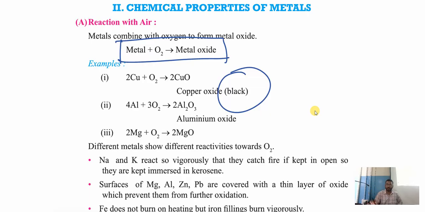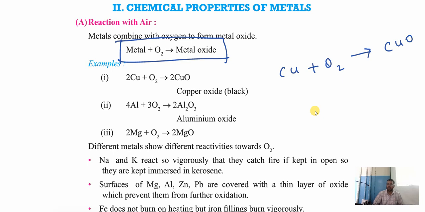Only for such type of questions I am mentioning here the color. So remember this point. Copper, when it reacts with oxygen, gives copper oxide. See here, Cu plus O2 gives CuO. This is the reaction. Now it is not balanced. Why is it not balanced?